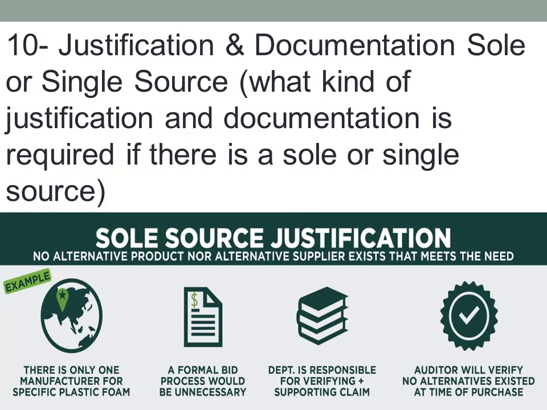This SOP deals with the justification and the documentation if there is a sole or single source. So what kind of justification or documentation is required if there is a sole or a single source? This will basically spell out the reasons why you are selecting only one source. A sole source exists when goods or services, because of unique characteristics or other reasons, are only available from a single source. So sole source justifications are reviewed and approved by procurement services before an order is placed.